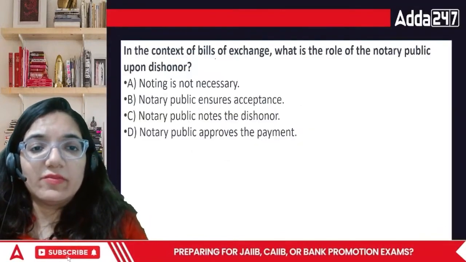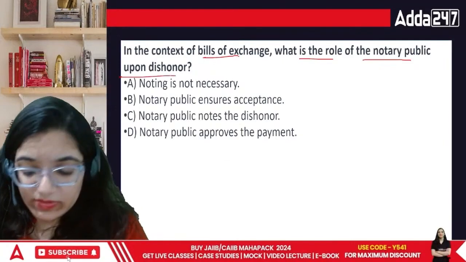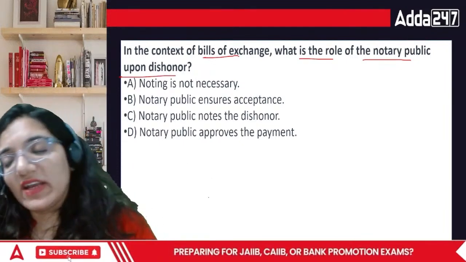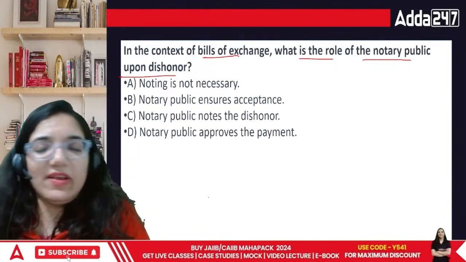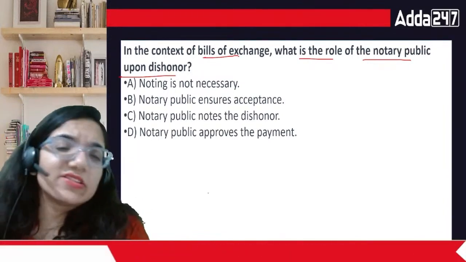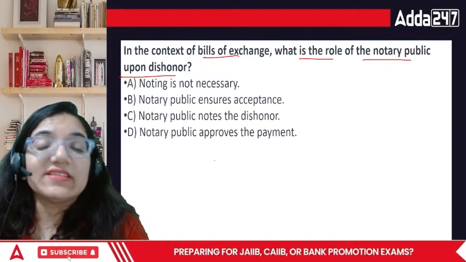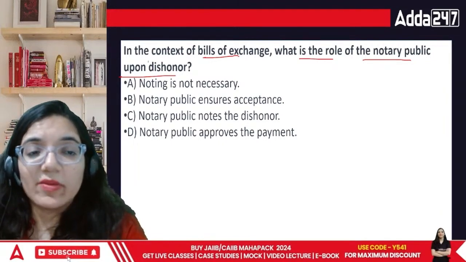In context of the bills of exchange, what is the role of notary public upon dishonor? Normally there is no issue. There is a person who says, I order you to pay. The other person says, okay, I'll pay you this much amount of money. He pays, and then the promissory note or the bill of exchange, in both cases, it's done. But what if the party who is supposed to pay says, I cannot pay you? Now, this is dishonor of a bill.